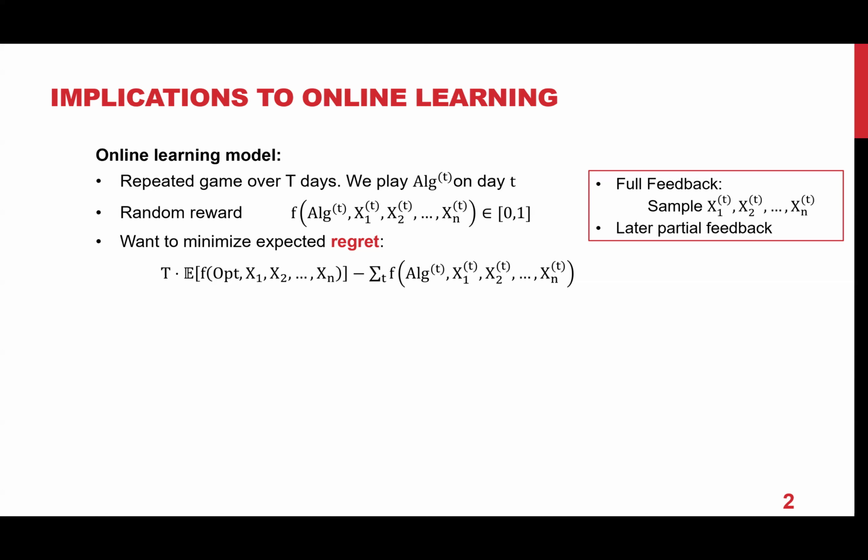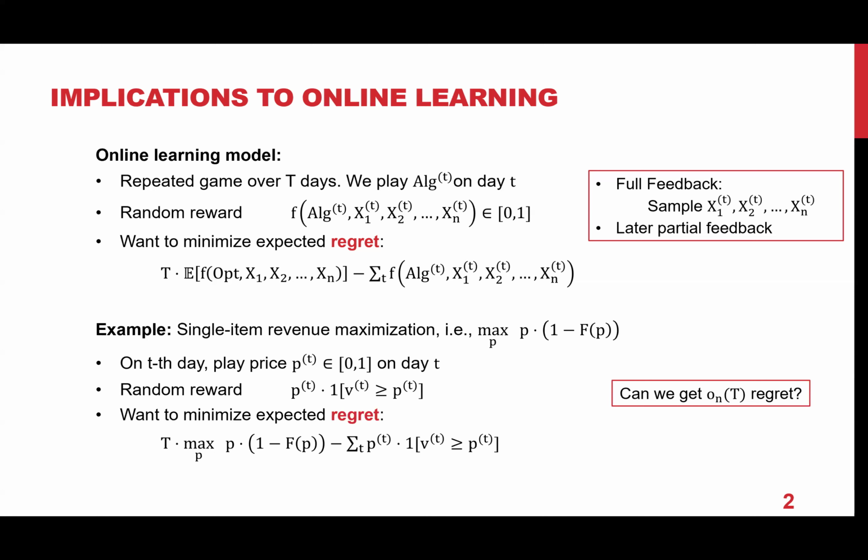We'll get to it. But let's for a moment talk about the full feedback where you reveal the entire sample. Good. So again, I had written this up. Single item revenue maximization, where you're maximizing the value, which is the price offered times the probability that the item is sold, 1 minus f of p. So you're maximizing this. On the tth day, you are going to play some price, and a random reward you get is the price that you offer times the indicator that the item is sold. Want to minimize the regret, which is the average revenue that you make versus what the optimum would have done had it known the distribution.